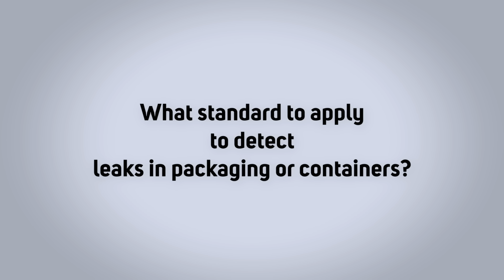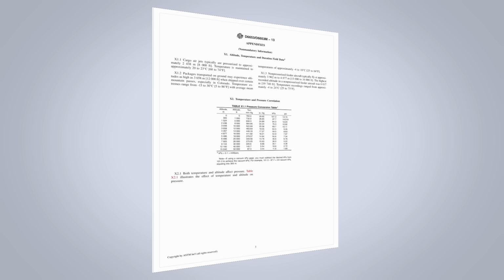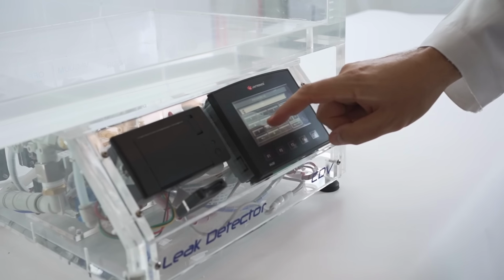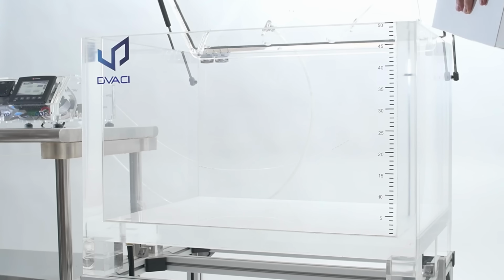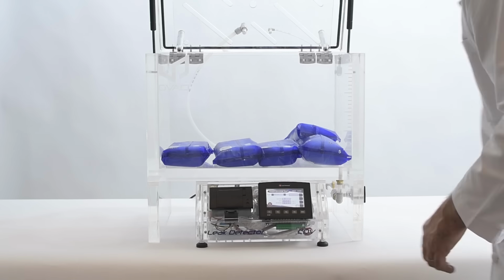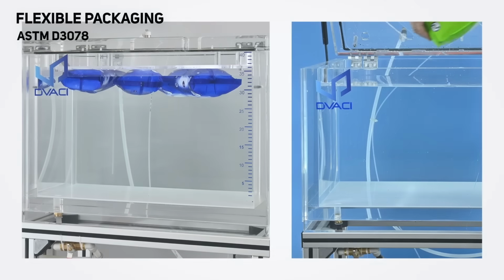Are you looking to perform a hermetic seal test, but unsure about which standard to apply for detecting leaks in packaging? Stay with us as we explore the main industry standards. Let's start with the well-known ASTM D3078 standard, designed for flexible packaging containing air.